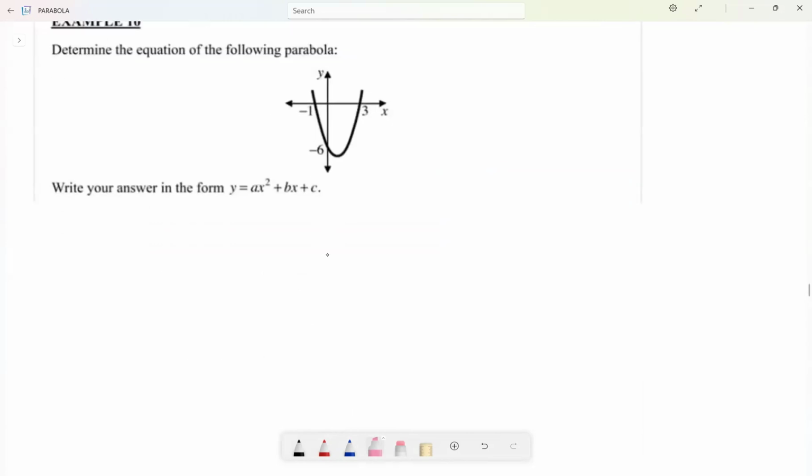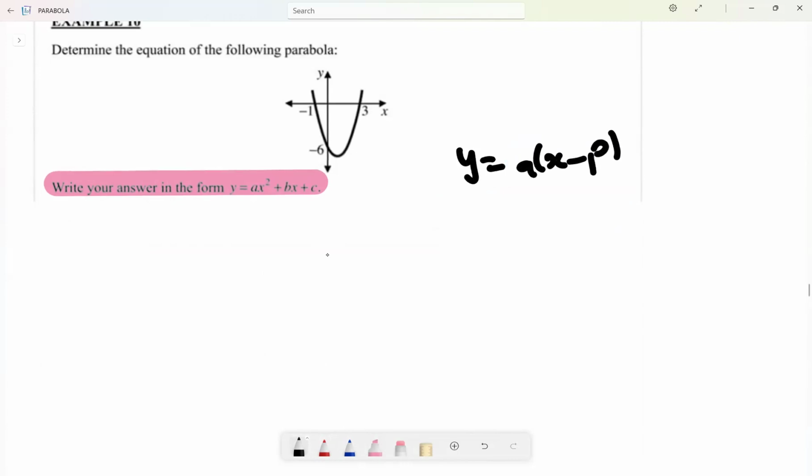Let's have an example. Can you see in which format they wanted this answer? y is equal to ax squared plus bx plus c. If they wanted it in y is equal to a into (x minus p) squared plus q, remember what I need is just the turning point and any point. But in this case, in which format do they want it? This one. And when I check here, I have the x-intercepts and any point.